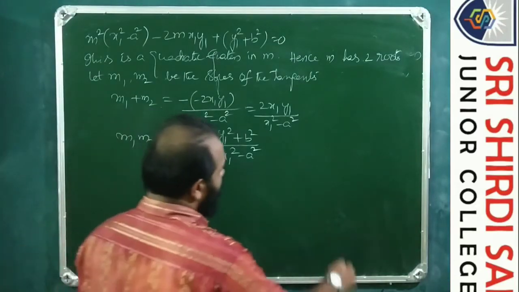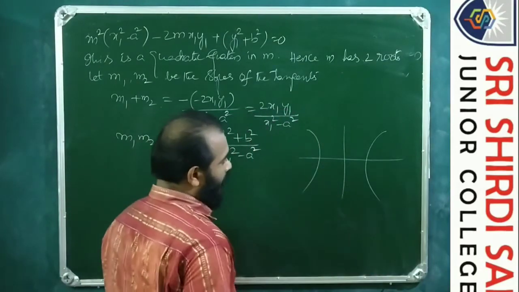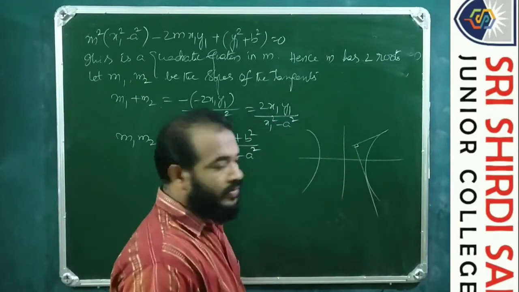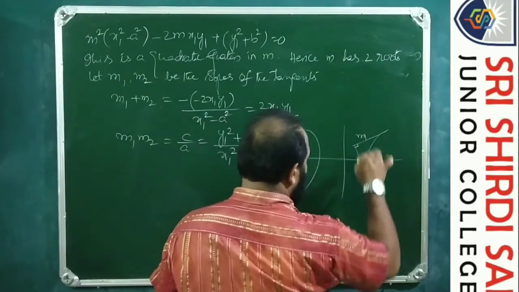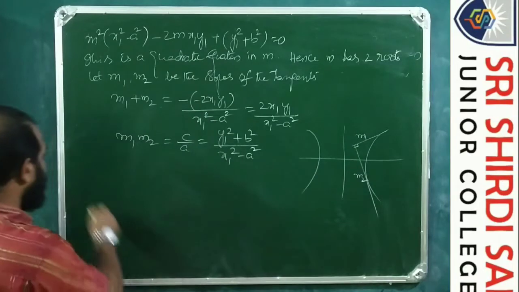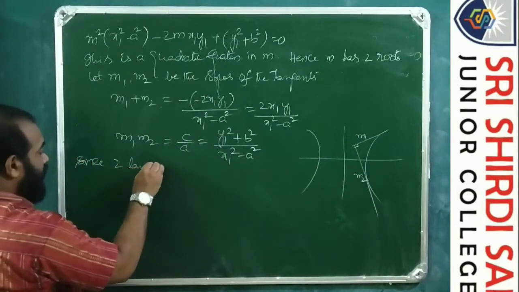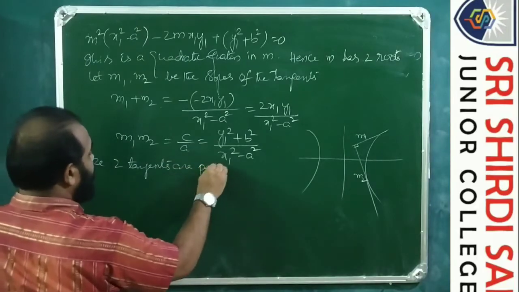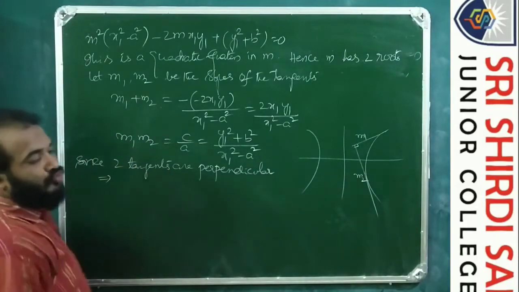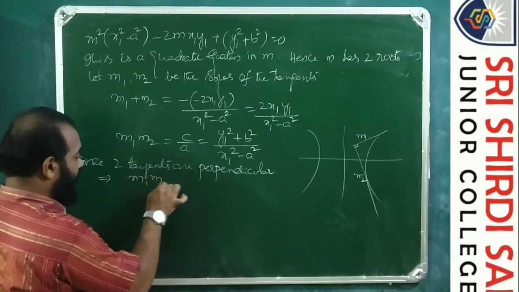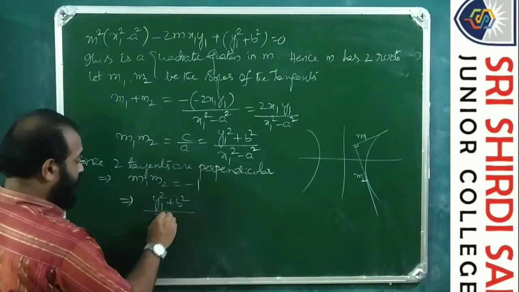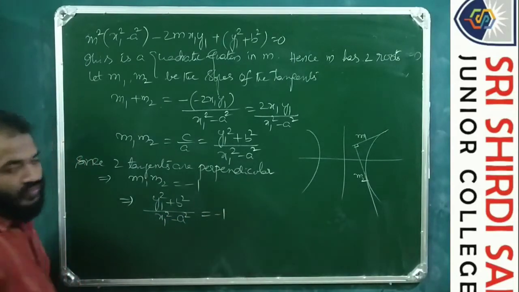So here, this is the hyperbola, and these two are the tangents. So these two tangents, let the slopes of them be m1 and m2. Since the two tangents are perpendicular to each other, that means the product of their slopes is equal to minus 1. So m1 m2 is equal to minus 1. m1 m2 is y1 square plus b square by x1 square minus a square, which is equal to minus 1.